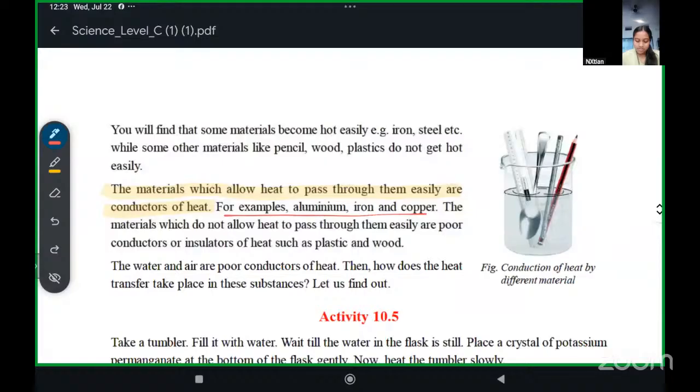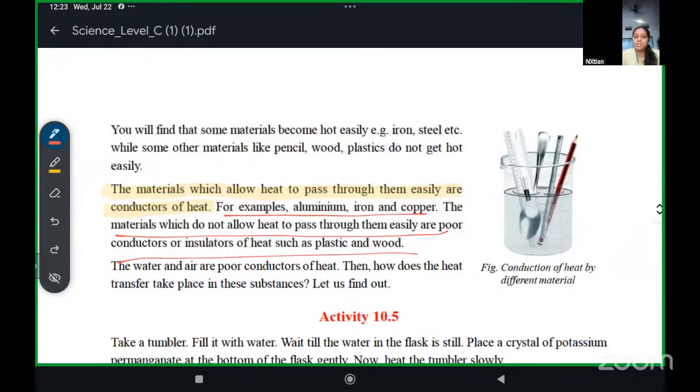The materials which do not allow heat to pass through them easily, meaning the molecules will not pass the heat to the neighbor and it does not get heated up, are known as insulators. Bad conductors, or insulators of heat. For example, plastic and wood.